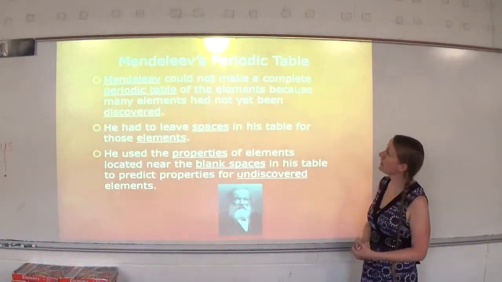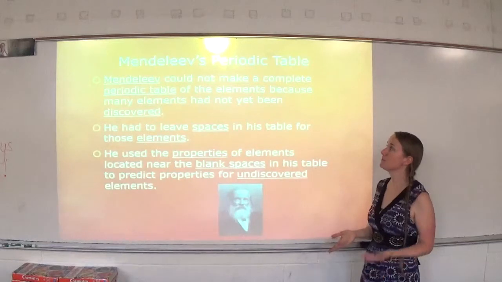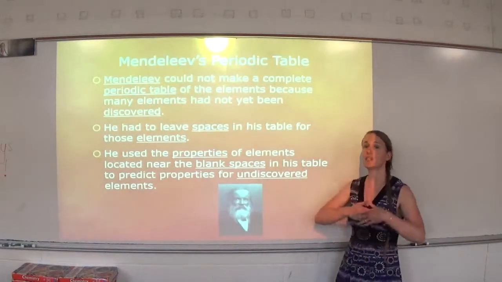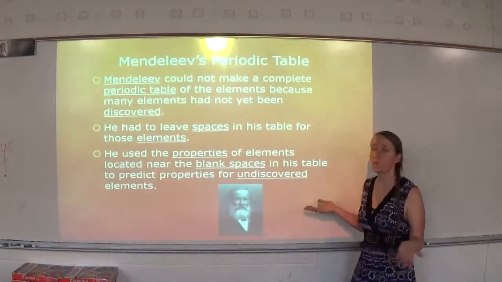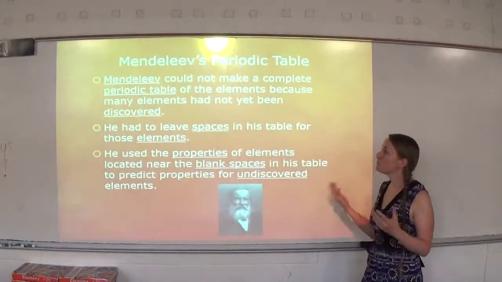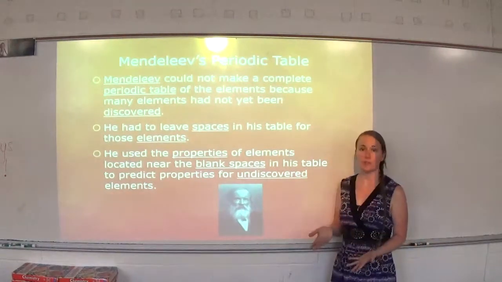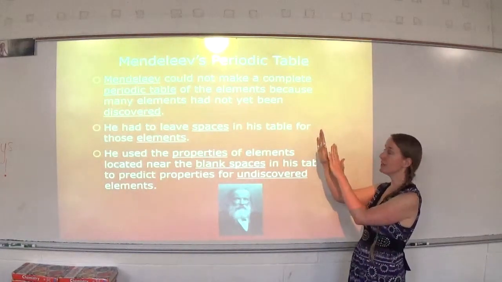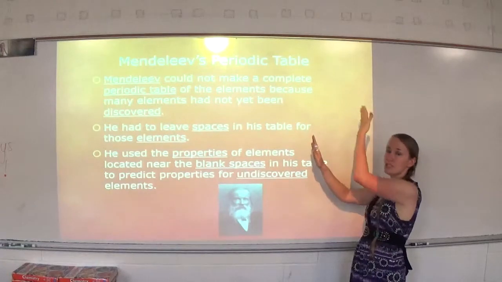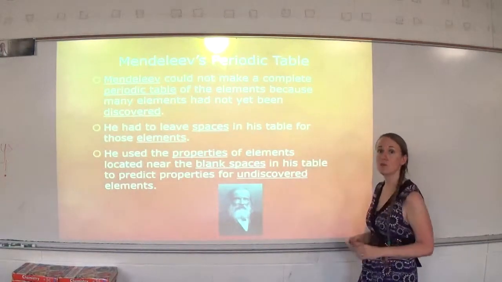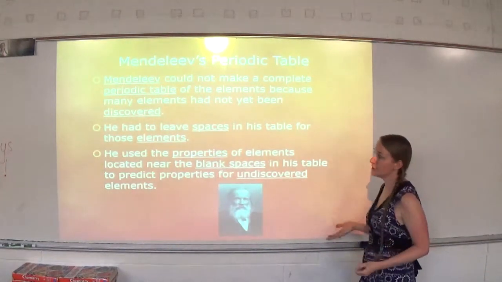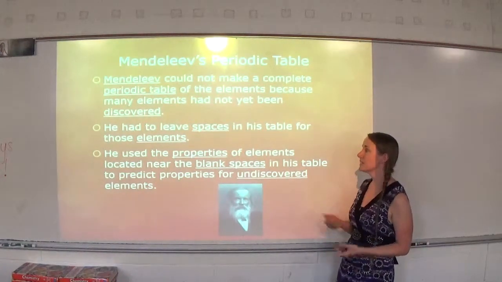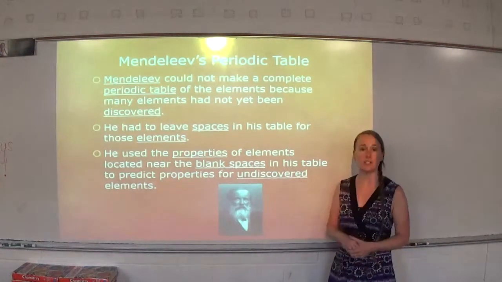Mendeleev could not make a complete periodic table of elements because many elements had not yet been discovered. So when he was creating his periodic table, we didn't know all the elements that we know today. So what did he do? Well, he left blank spaces in his table for those elements. Say that he got to the next element and we didn't know of one yet that had those properties, he would just skip that, leave it blank, and move on and fill in the elements that we did know. He used the properties of elements located near the blank spaces in his table to predict properties for undiscovered elements.